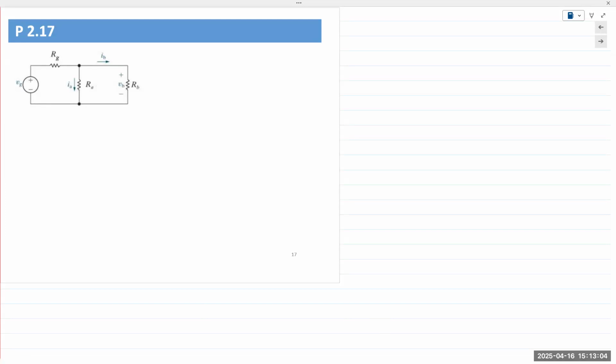Problem 2.17. Choosing only KVL and KCL, we need to find IA, IB, and IX, which is the current going through here. I think we are given certain values. I don't have the exact problem in front of me, only the circuit. To determine IA and IB, I believe we are given VA, so this voltage is given. If you are looking at the problem at your end, the problem will be similar, but the values would be randomly assigned. So every student will have different values at your end.